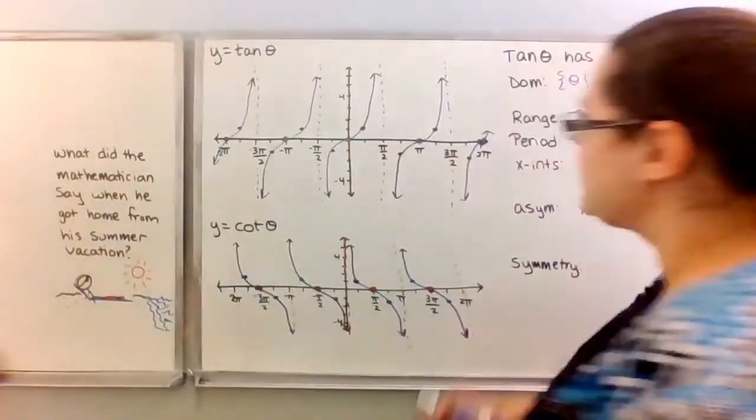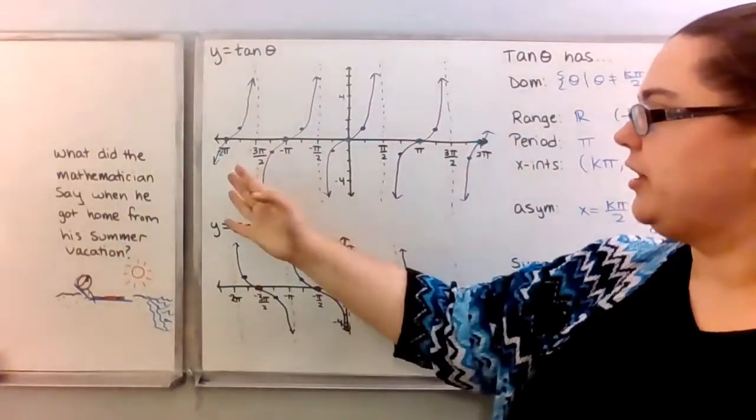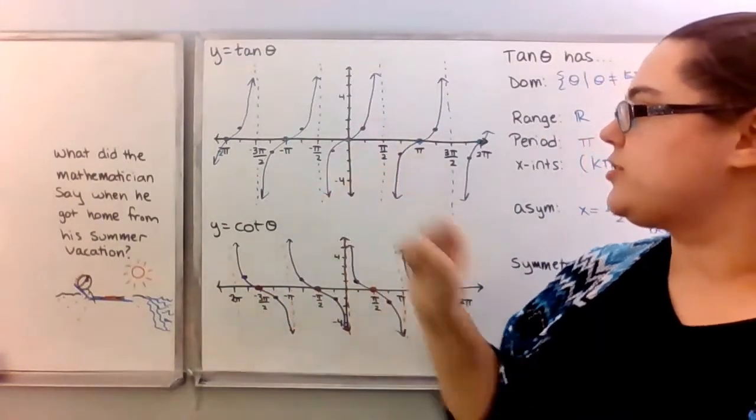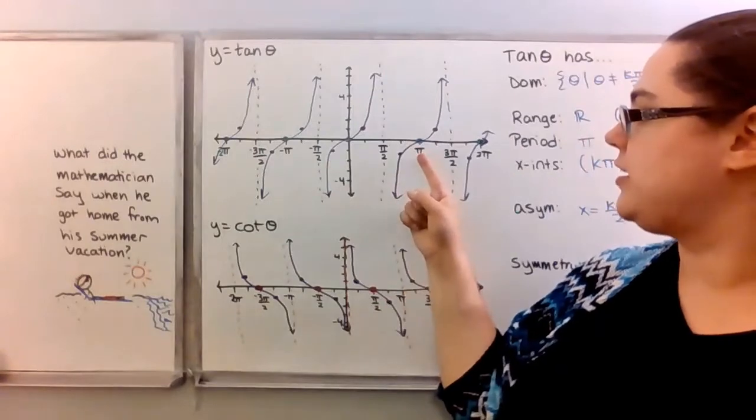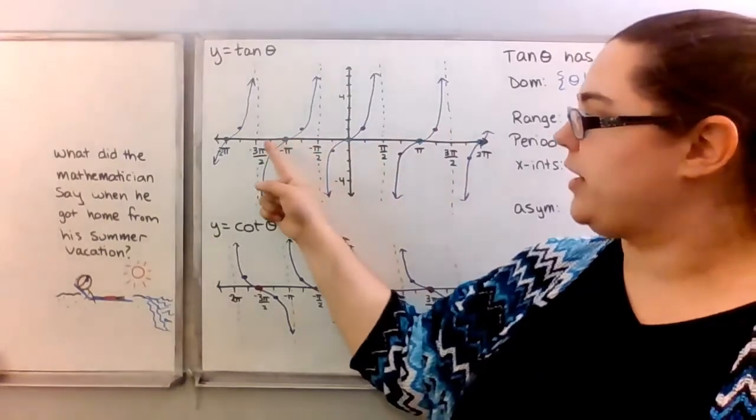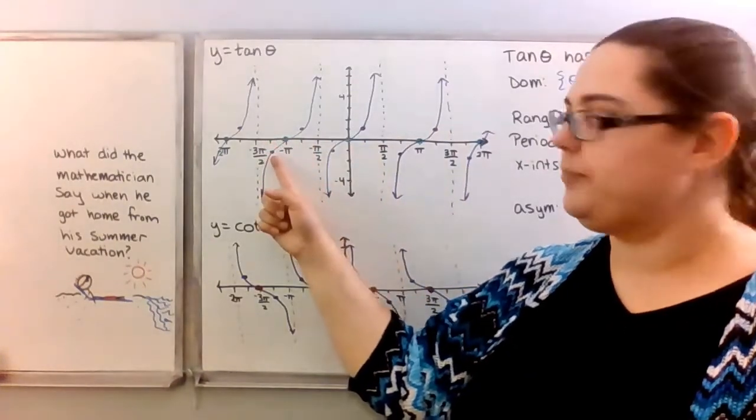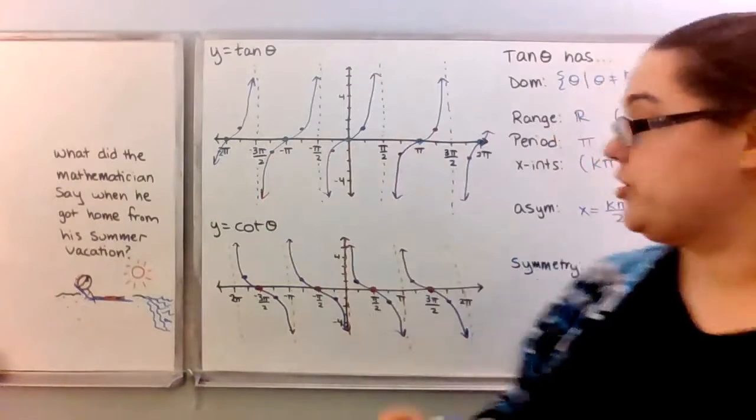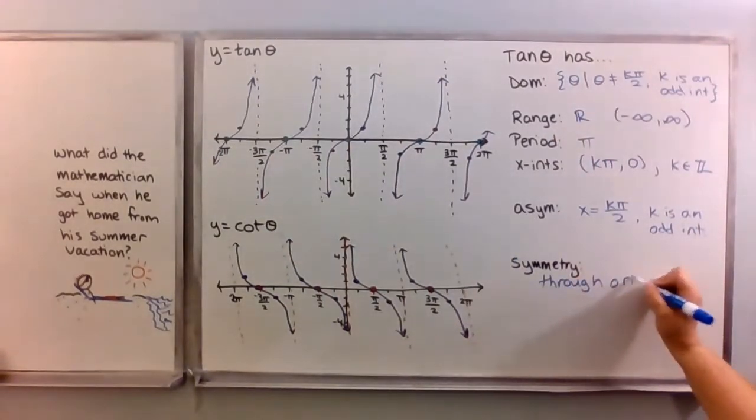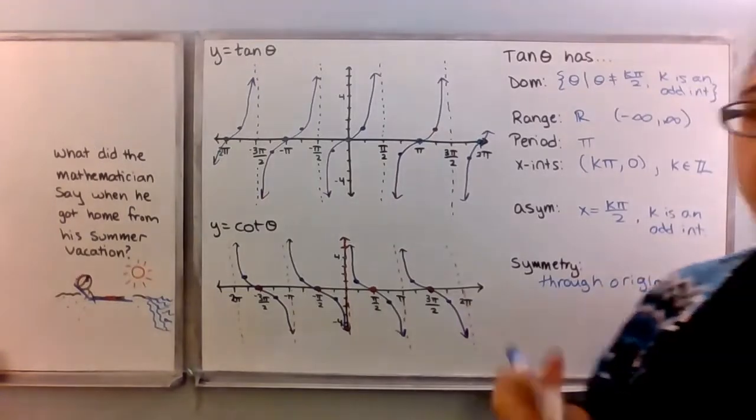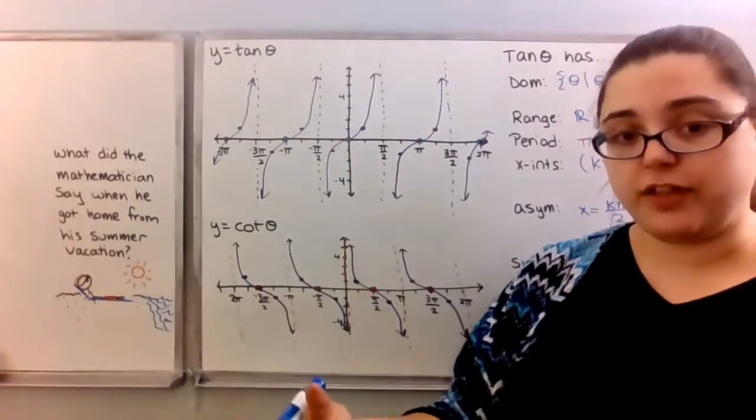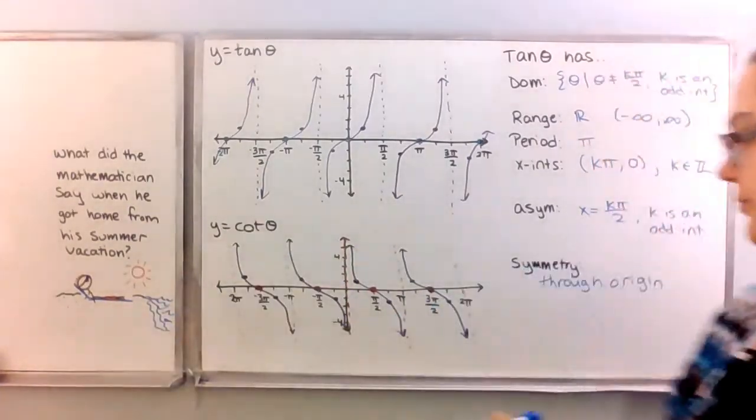All right, lastly, let's look at the symmetry of the tangent function. So our tangent function is symmetric through the origin. So for example, if I look at pi over 4, the y value is 1. And if I look at negative pi over 4, the y value is negative 1. So we are symmetric through the origin. So that means that tangent's going to be an odd function. So tangent of negative theta is negative tangent of theta.